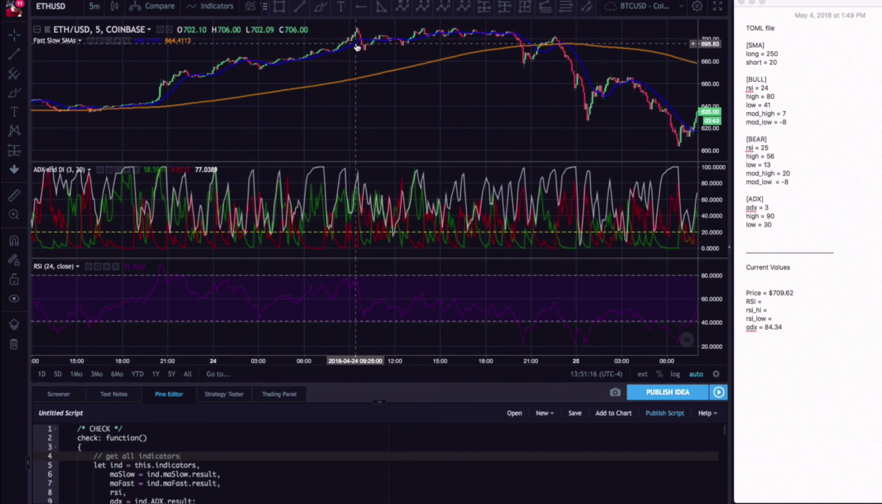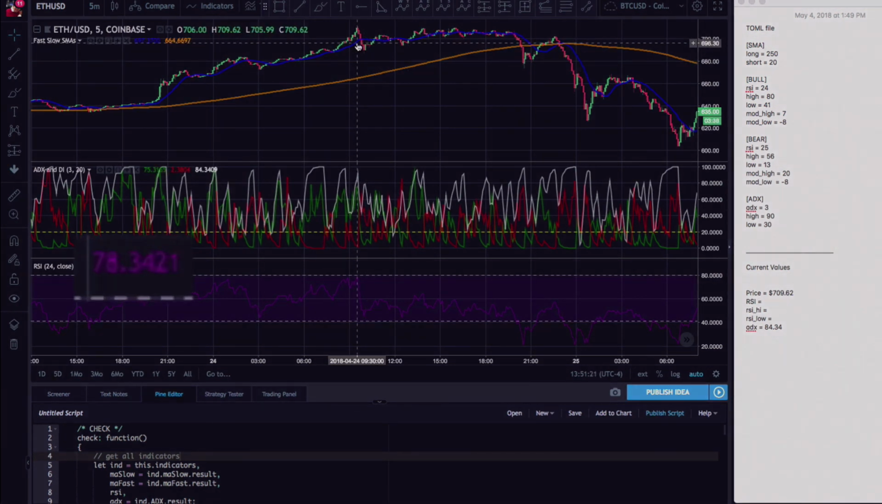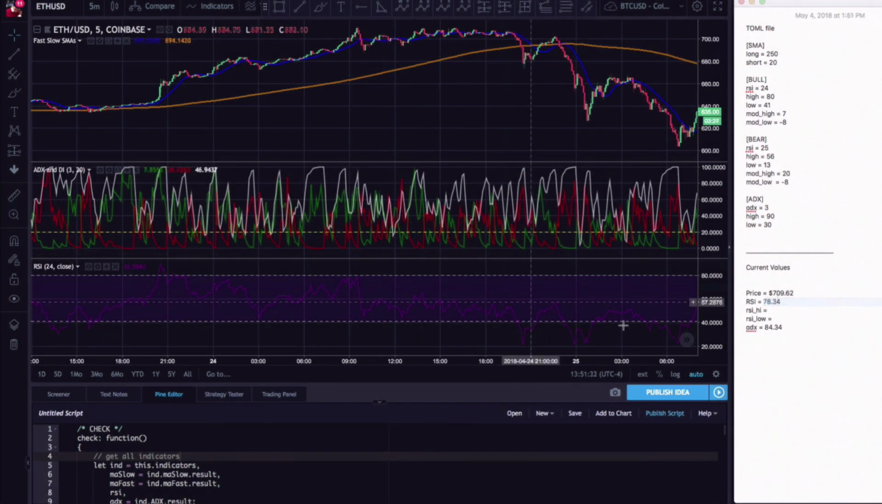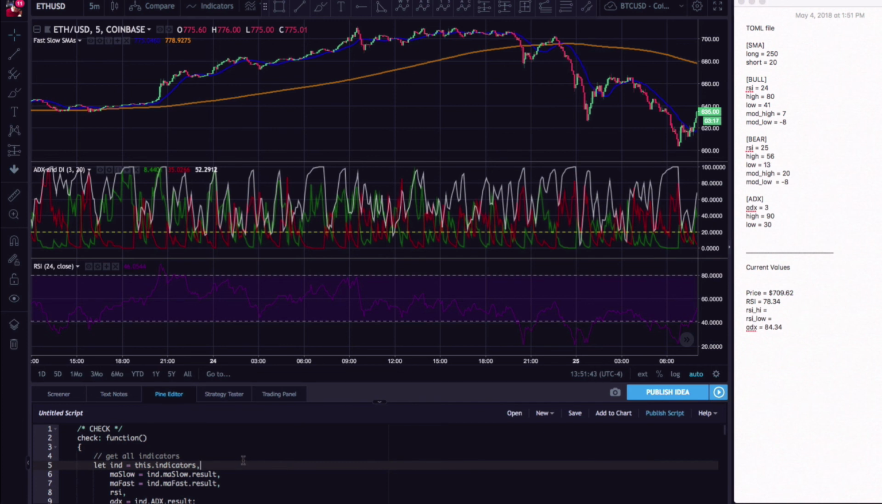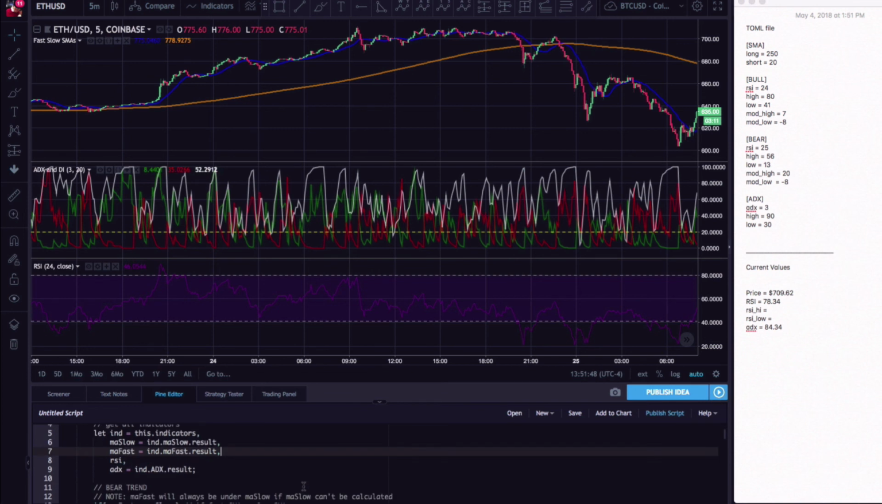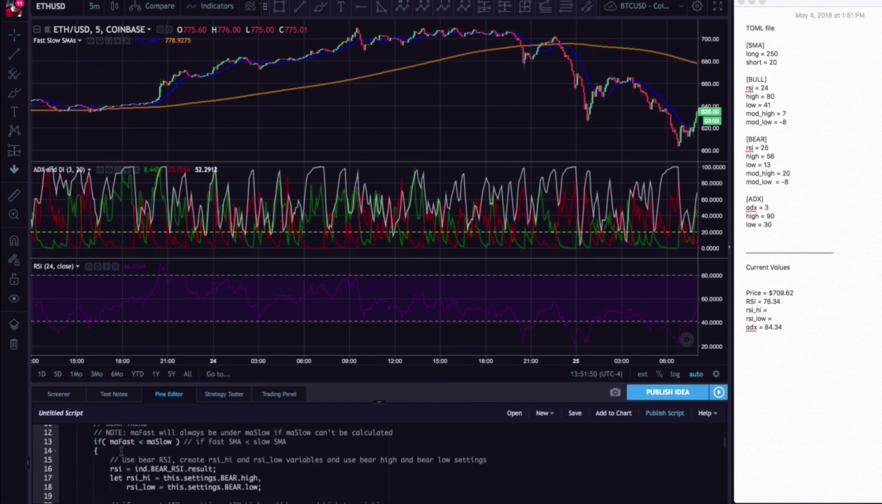Let's go ahead and go back here. So at 709.62, the RSI is at 78.34. So we're going to put that in here. So now we need to go through the check function. So it goes through and adds all the indicators. So it adds the slow and fast, which we already have, the RSI, the ADX.